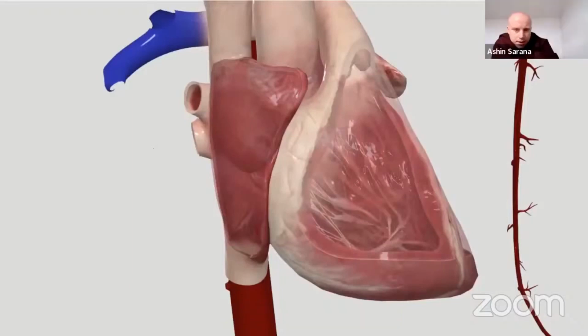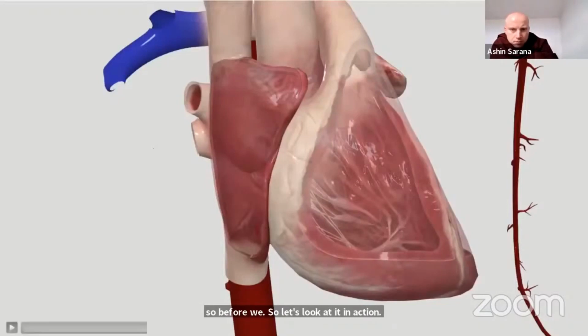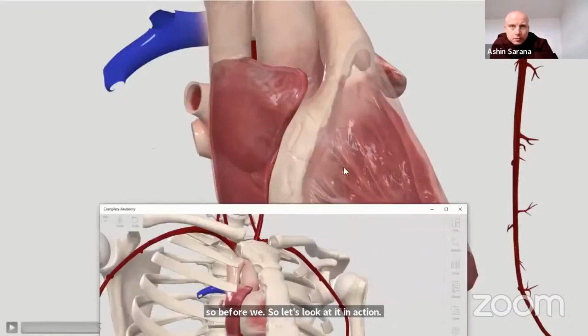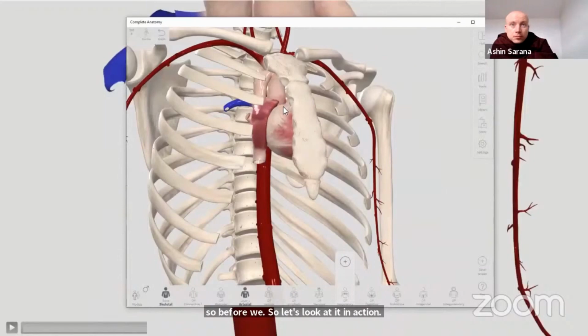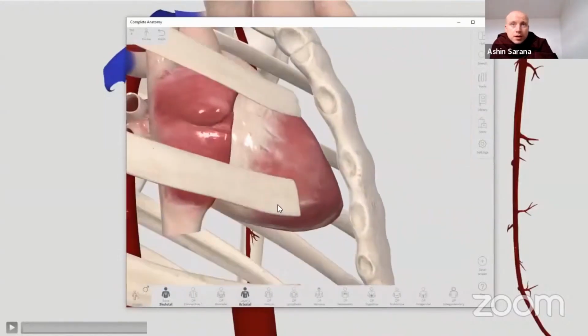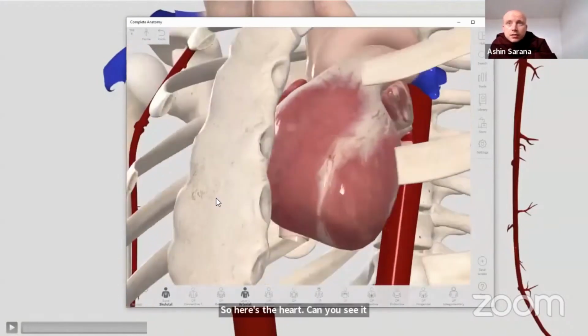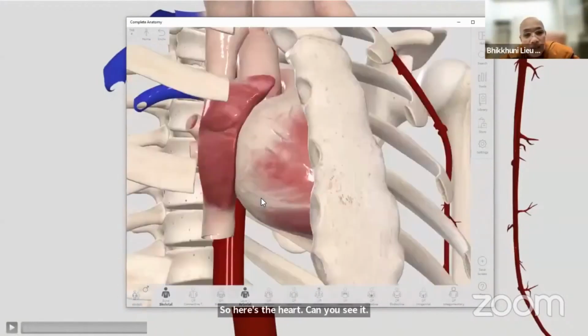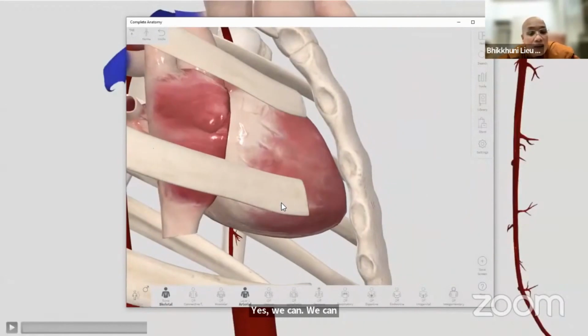So let's look at it in action. So here is the heart. Can you see it? Yes. Here we cannot hear, we can only see. Yes, there is no sound.